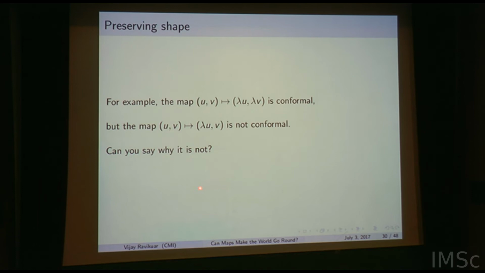Okay, well anyway, it's less than 45 degrees. So you can see that it's changed. So that's one way that this map fails to be conformal.